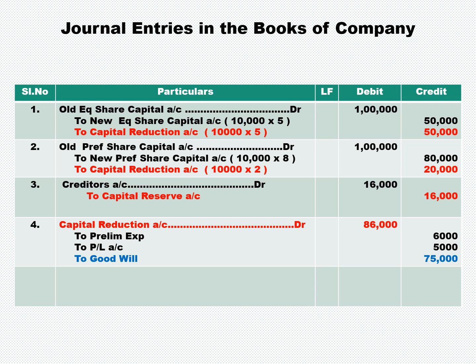Creditors agreed to forego their claim to the extent of 16,000. They have reduced the debt by 16,000. So creditors account debit to capital reserve 16,000. Next, capital reduction account debit 86,000. Total 50,000 plus 20,000 plus 16,000, we get 86,000. This 86,000 we use to write off prelim expenses 6,000, PL account 5,000. Then remaining 75,000 we are using to write off goodwill.